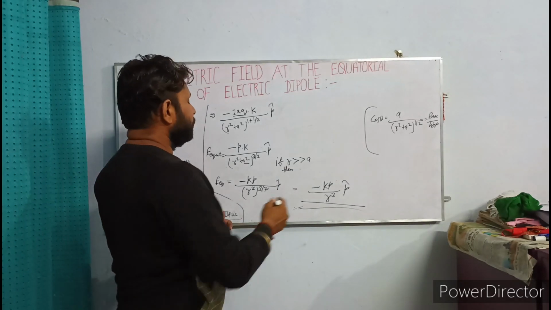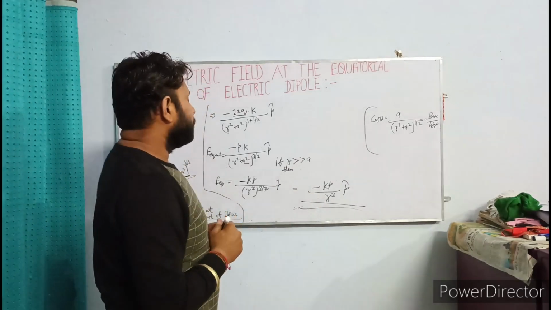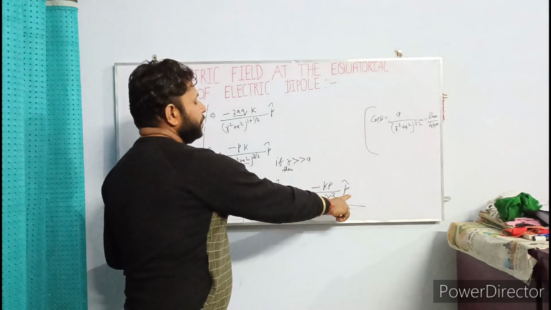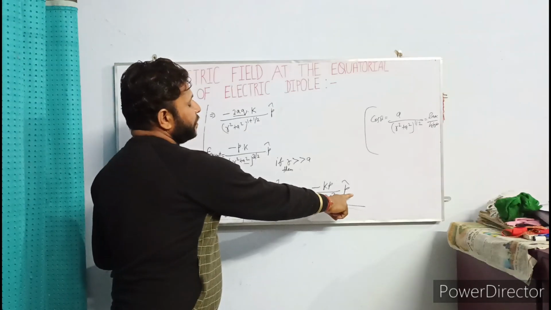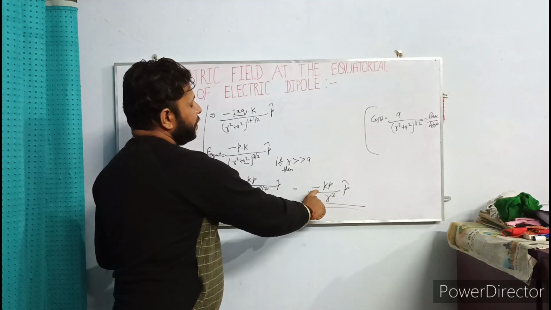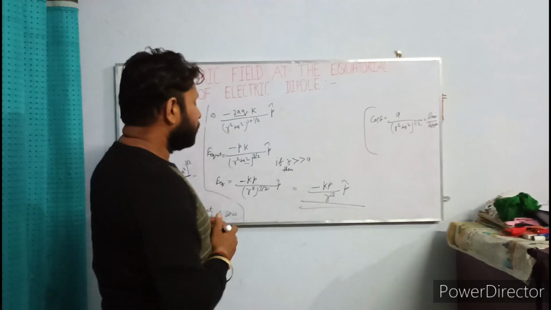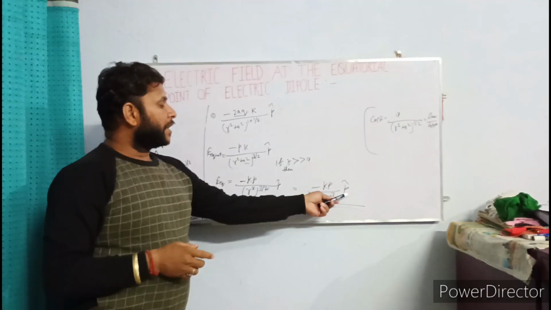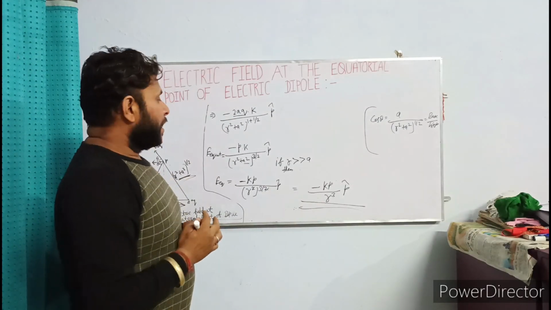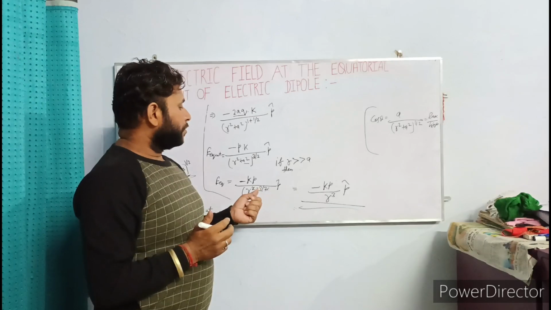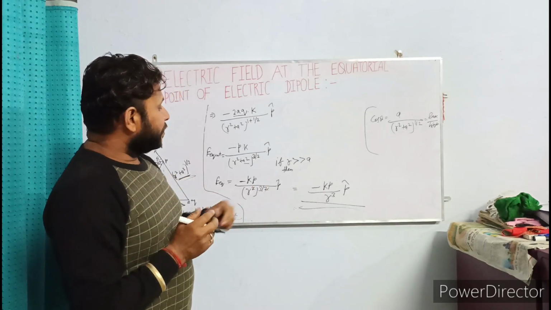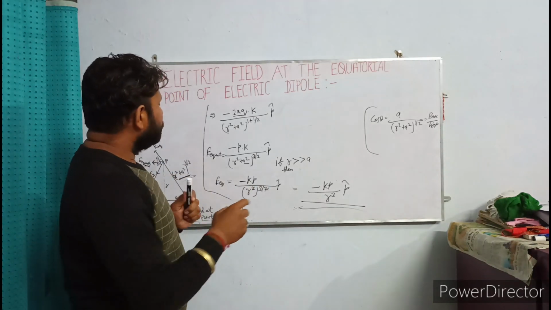Okay students, E equatorial equals minus kp upon r cube, and it is the unit vector that indicates the direction of the dipole moment, and here minus shows that the direction of E equatorial will be opposite to the direction of the dipole moment. Okay students, I made some mistakes, so I'm going to add this part.